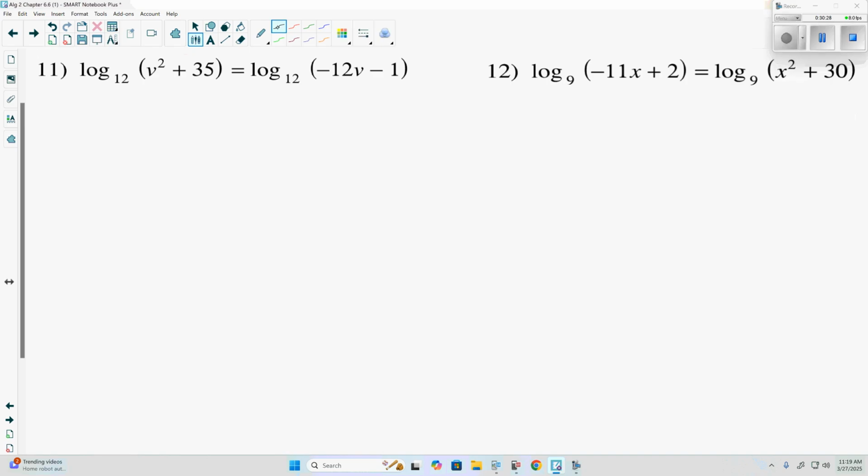Log base 12 of v squared plus 35 is equal to log base 12 of negative 12v minus 1. Now this one here, we don't have natural log on both sides, but both of the logarithms are the same. They're both log base 12. So since our two logs are the same and we only have one on either side, it means what's inside these logarithms has to be equal. The only way that these two logs will be the same is if v squared plus 35 is equal to negative 12v minus 1.